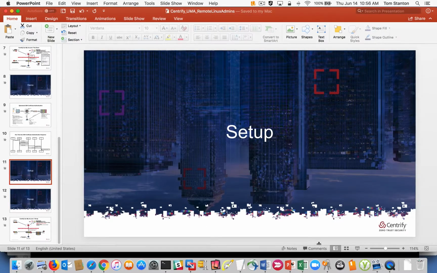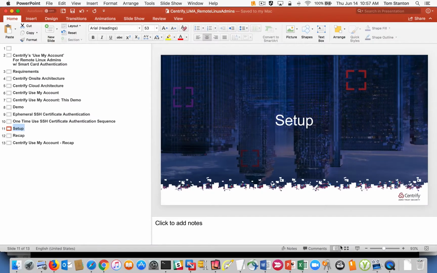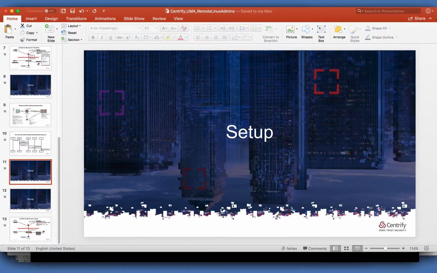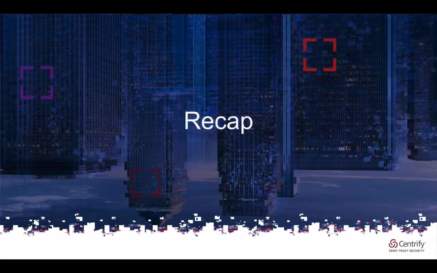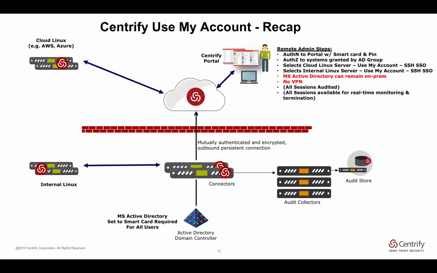So based on that, oh, that's not what I want. I want to do a little recap. So again, Centrify Use My Account, perfect for remote Linux admins, able to authenticate to the portal with a smart card and PIN. Authorization was given to me by my AD group. If I don't have membership in that AD group, I can't get access to the machine. So somebody has to put me in that group, and I have to be authenticated and be a valid AD member, authenticate with my smart card and PIN. So my smart card needs to be valid.